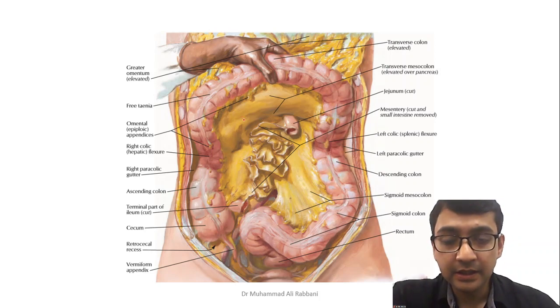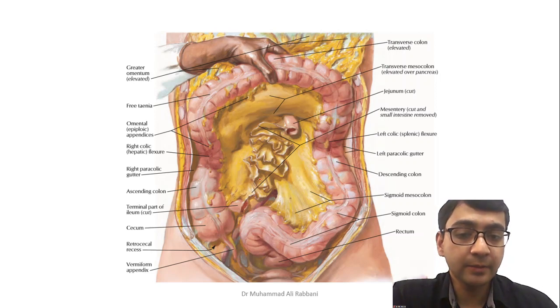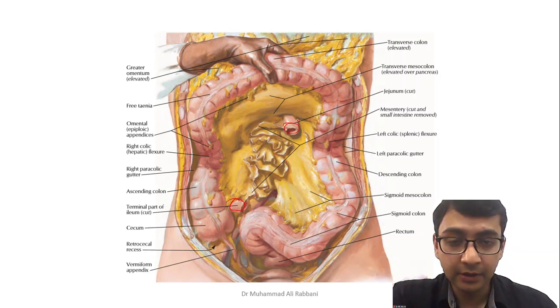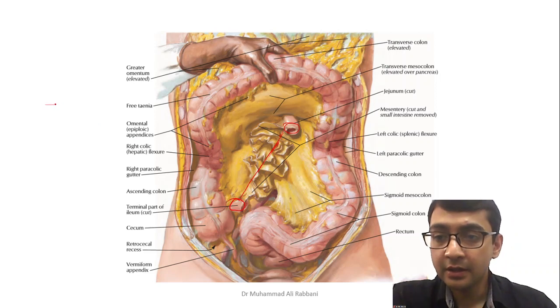Major mesenteries, the mesentery of the small intestine that connects the jejunum and ileum to the posterior wall. So it starts at the starting point of jejunum and it ends at the terminal point of the ileum. So it starts at the DJ junction, duodenojejunal junction, and ends at the ileocecal junction. This is the line of attachment that joins the two. So it's an apron-like attachment.